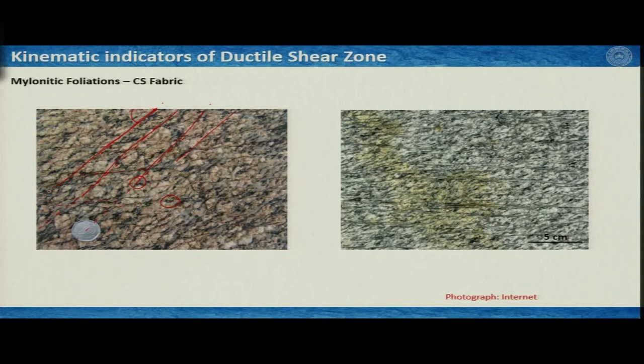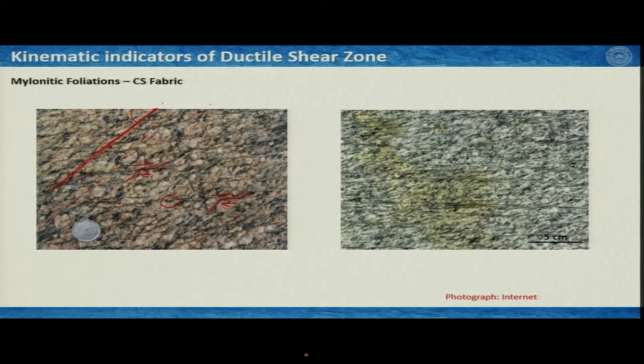And along this plane or along this fabric, there is no shear displacement or something like that. This is just secondary foliation fabric. But if I try to see here, this horizontal fabric, I can figure out that there is a faint sense of displacement. So it is moving in this way. If I look at here, I can see a faint sense of displacement here. If that happens, then I actually can conclude that this might be the CS fabric.